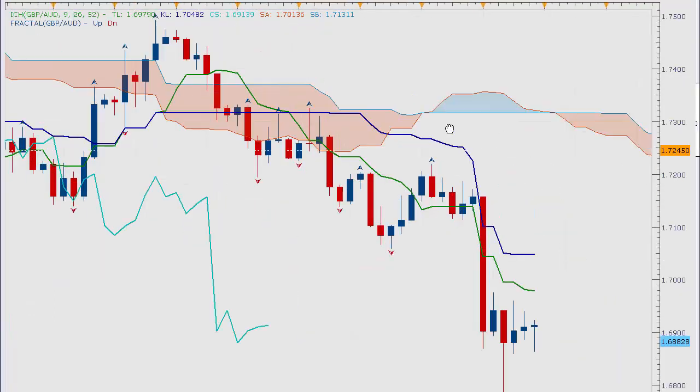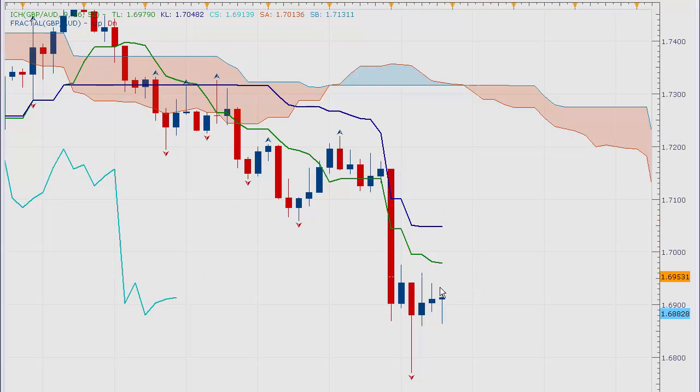Pound Aussie, this is going to have to be the last pair because I'm running out of time. There's nothing here on this pair, so I'll move on.